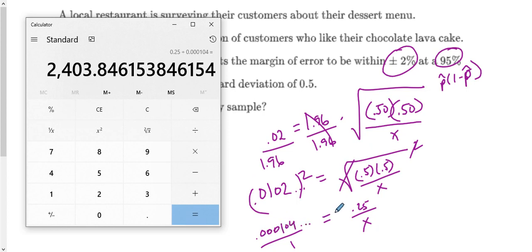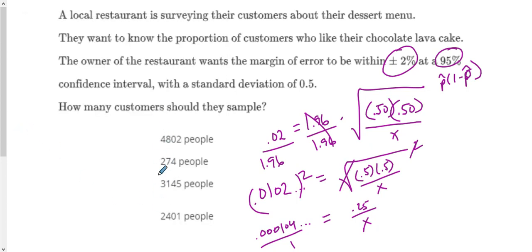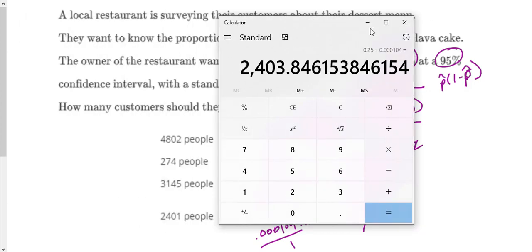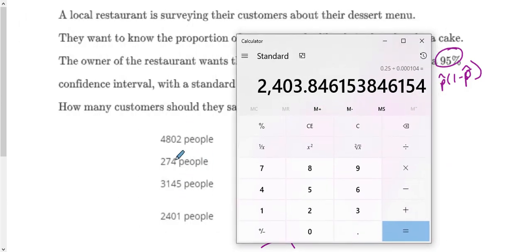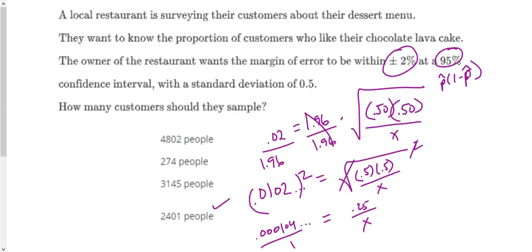Now remember that I did round this. Okay, this decimal kept going forever. So by rounding it off, I'm off a little bit, but I hope you can see I'm not off by enough to matter. Right? So when you look at this answer and you go, which one of those numbers match up with this? Well, it looks like we're going to be talking to 2,401 people, right? And that should be enough to talk to.